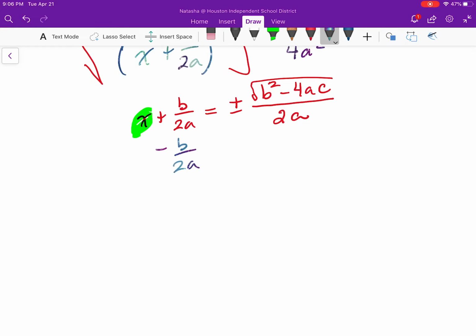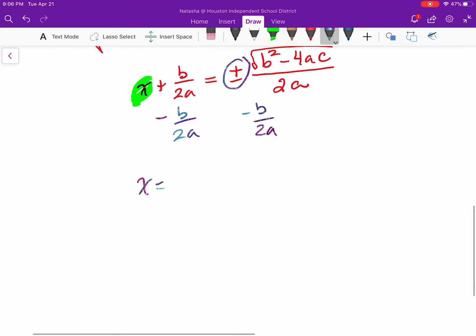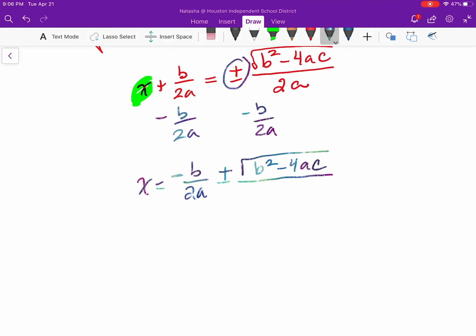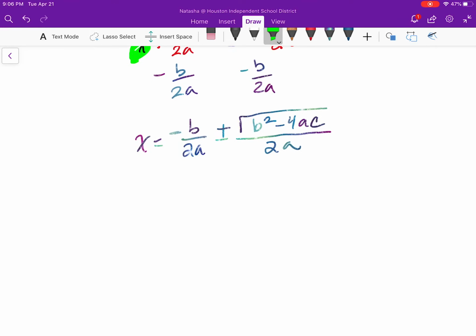All right, now this is starting to look kind of promising. I now need to isolate x. So to isolate x, I'm going to move that b over 2a over. Inverse operations, so minus b over 2a. So then x is equal to. Now I'm going to go ahead and put that minus b over 2a first this time, just because that's a plus or a minus. Okay, and I'm going to show you why in just a minute too. There's another reason why. So that's going to be minus b over 2a plus or minus the square root of b squared minus 4ac all over 2a.